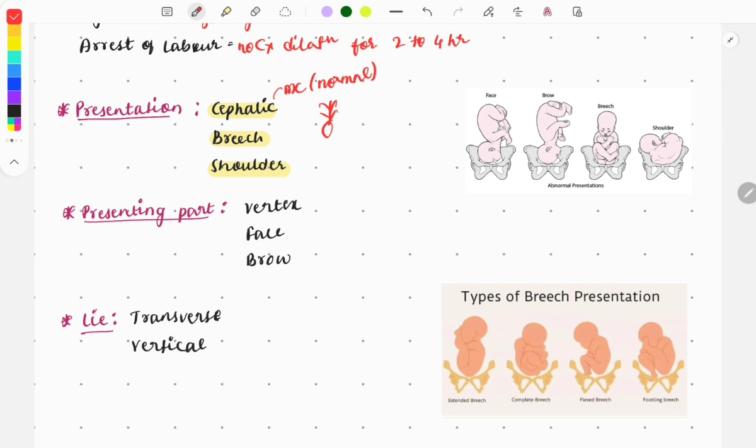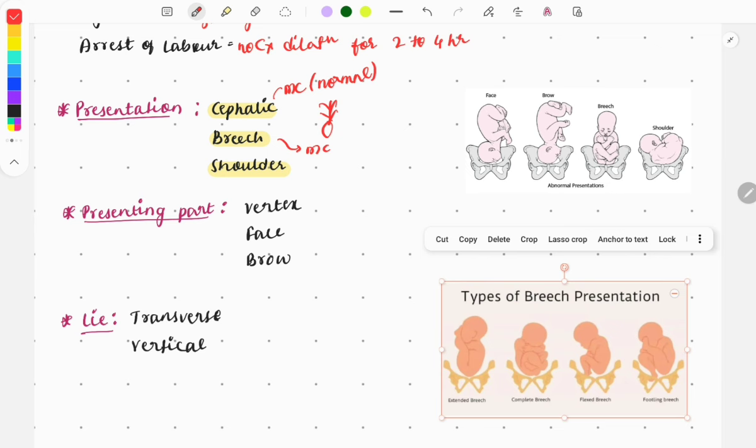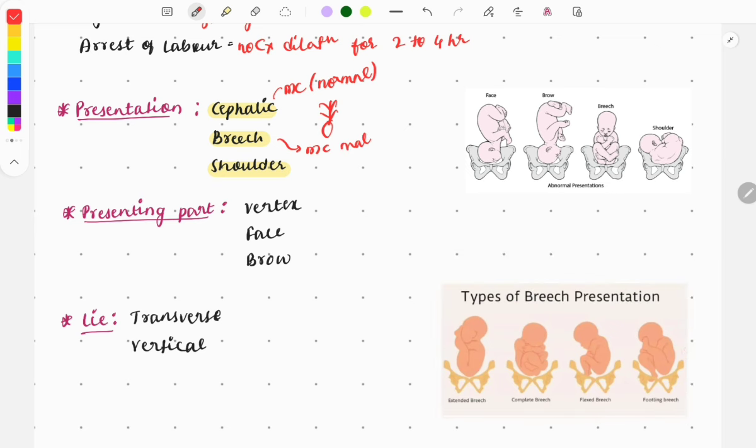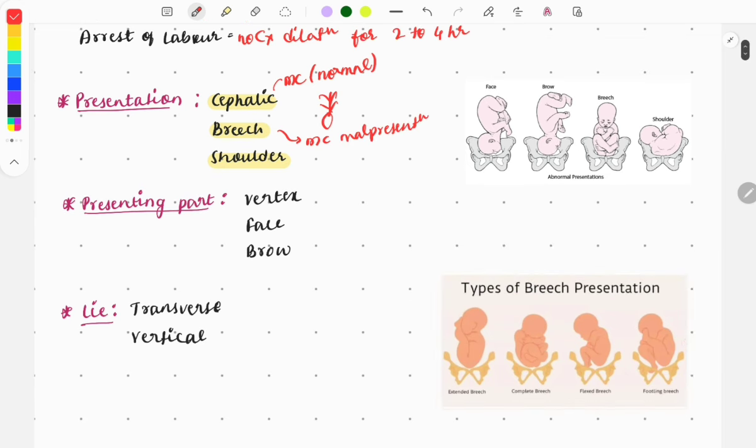Another type is the breech, and this is the most common malpresentation. It is not normal, and you can see here in the image the breech presentation. And in the shoulder presentation, as you can see here, the shoulder will be the presenting part. Then, based on the presenting part, it is classified into vertex, brow and face. The vertex means the head will be the presenting part, and the face means the face will be the presenting part, as you can see here in this image. And the brow presentation means the deflexed head.